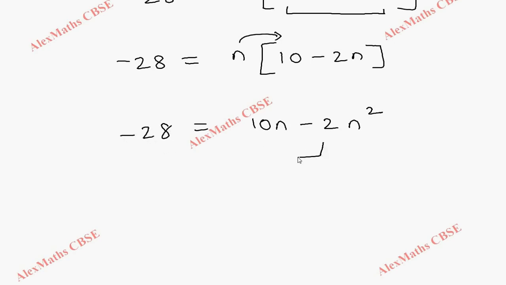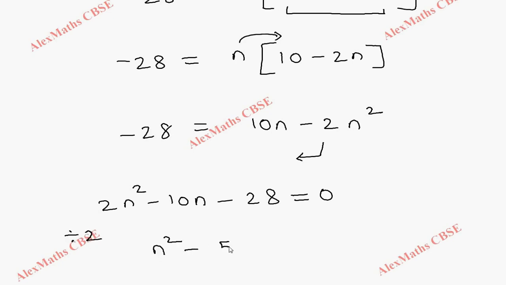Let's carry all the terms to one side. So this becomes 2n square, and 10n when taken to this side is minus 10n, and minus 28 is written as it is, which is equal to 0. Every term is divisible by 2. So we divide by 2: n square minus 5n minus 14 equal to 0.